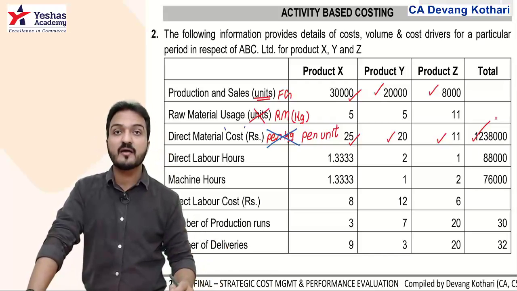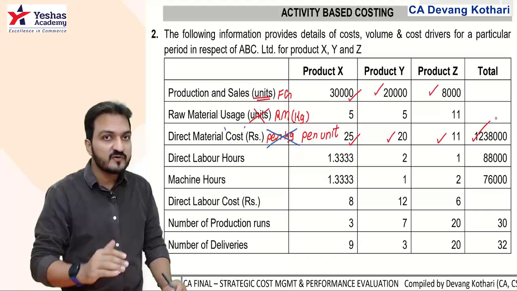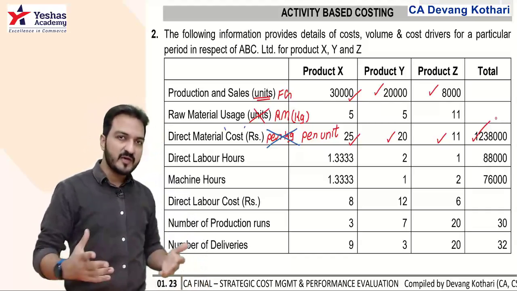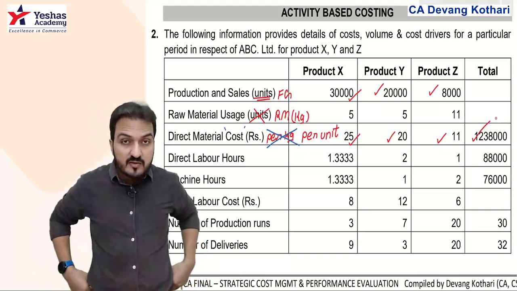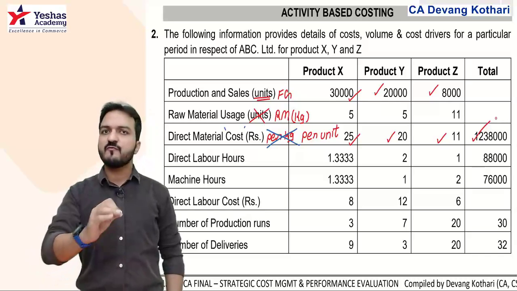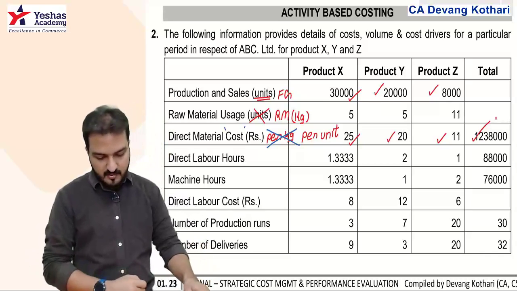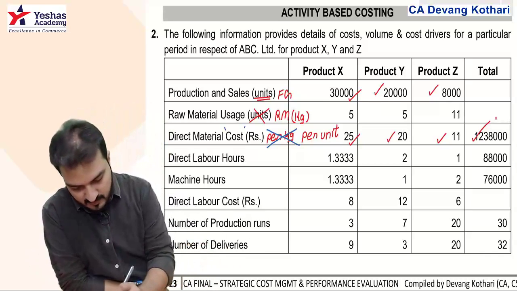This is how I conclude that the material cost given here is per unit of the final product, not per kg of material. But that at least makes you realize that when details are given in the question, your details might be given for kgs of material or might be given for units of finished goods. Done? Yes. Okay. Similarly, further you are given labor hours. Dekho.